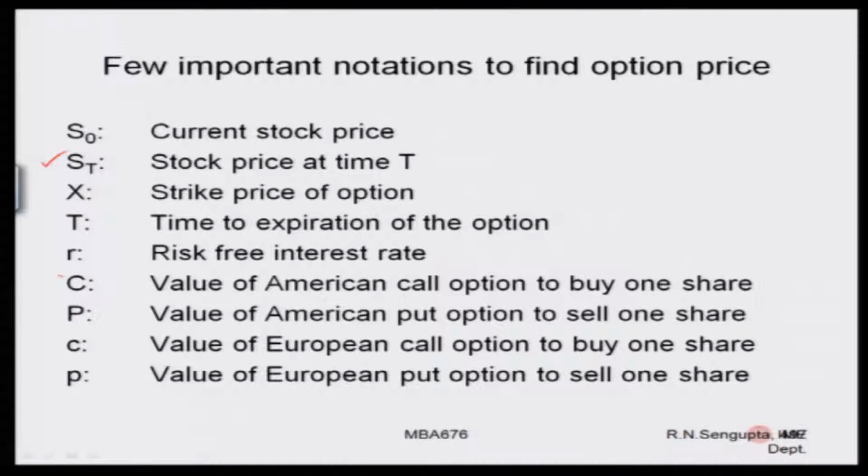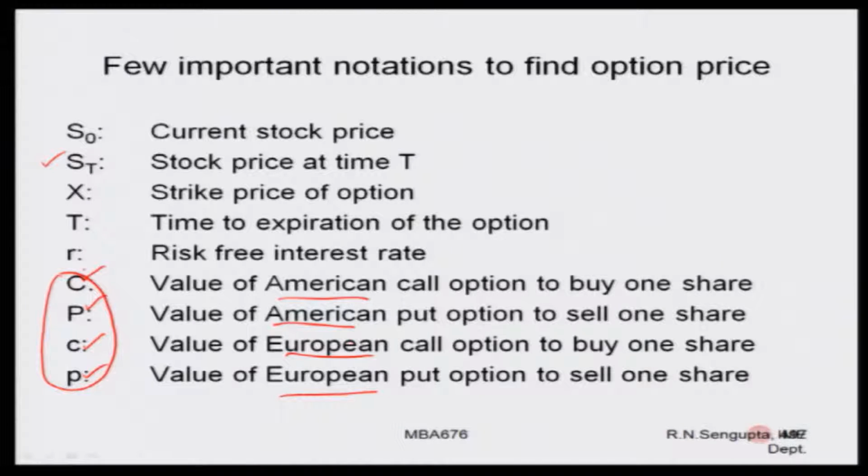And these four symbols, capital C, capital P, small c and small p, are the actual call and put prices. Only thing is that we are using the symbols of capital C and capital P for the American one, and we are using the small c and the small p for the European one. That is point number 1.